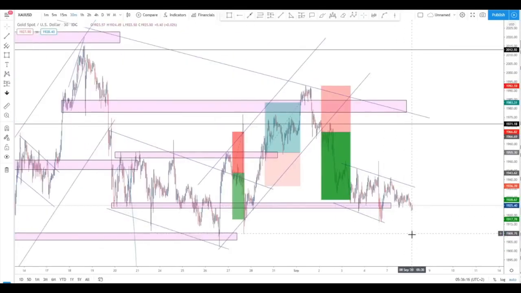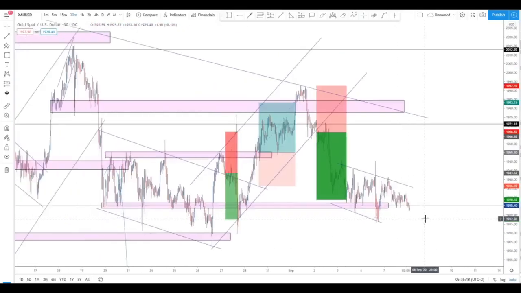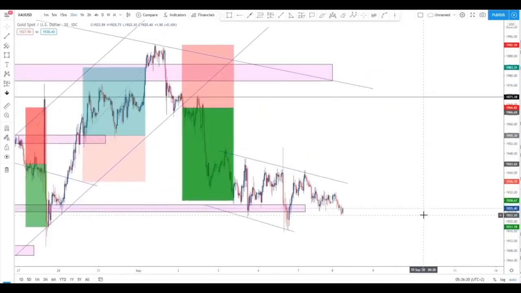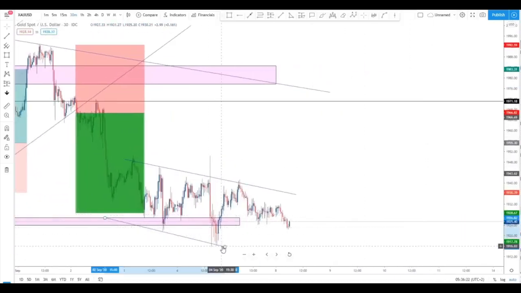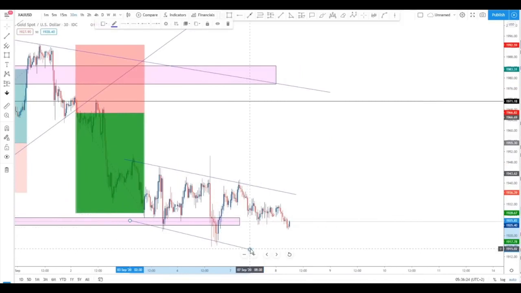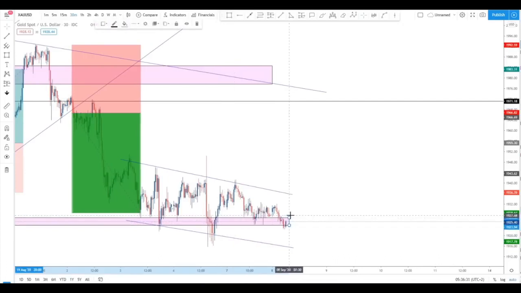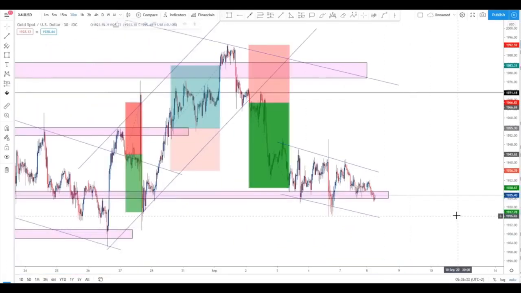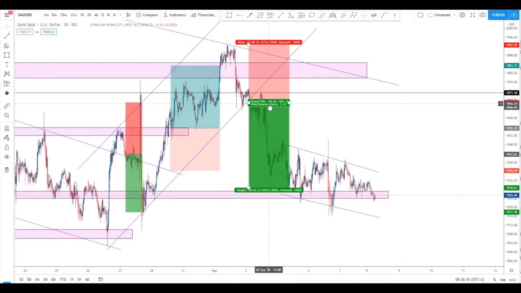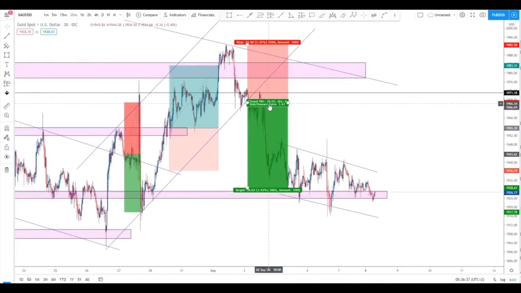Okay, you can see guys, the market is trying to push below. We do have a trend here. You can see our trend, but the market is pushing below, guys. You can see the consolidation is towards the bottom. Let's see how further the market plays out.